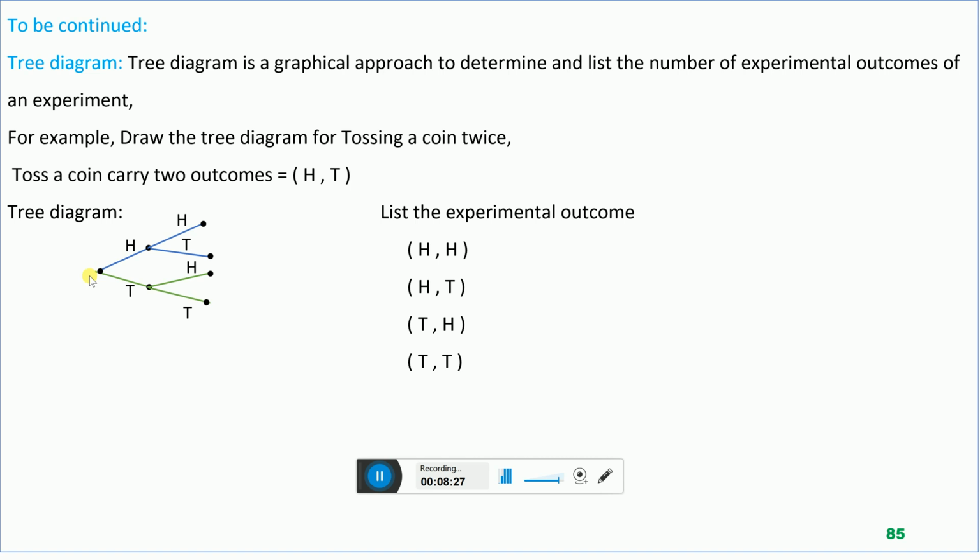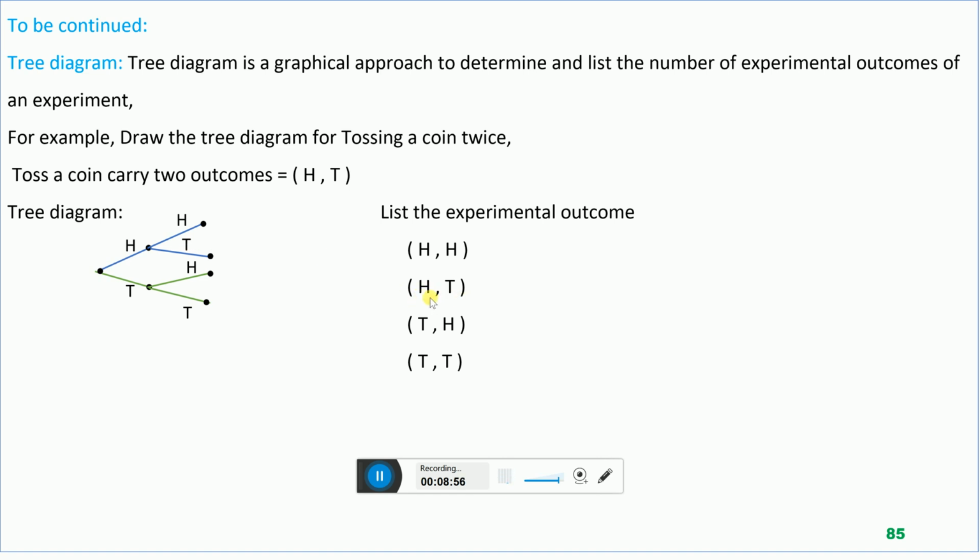Now I am following this path or this tree to determine another possible outcome of tossing a coin twice. Start from the leftmost node and move toward the rightmost node. So this path I am following will give me another two outcomes. This is head and this is tail. So we list here head and tail.